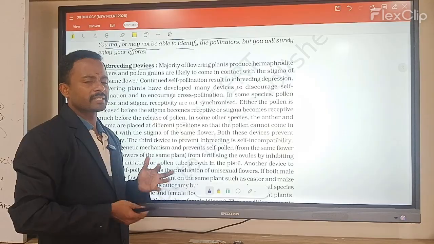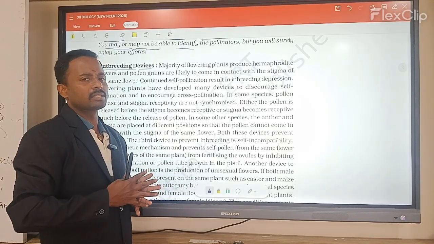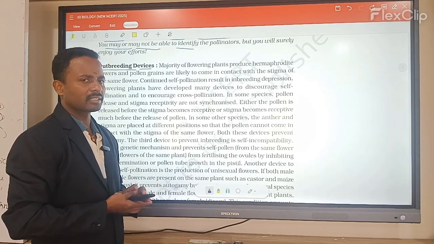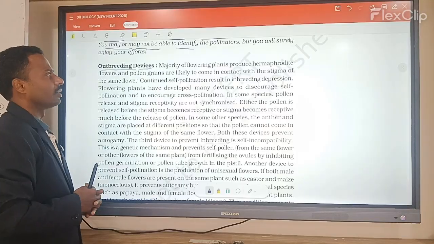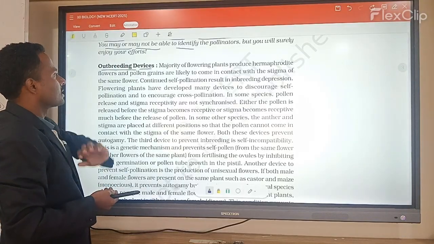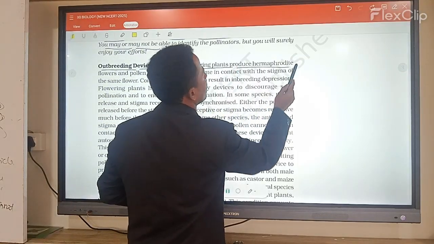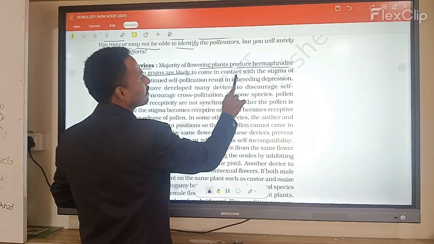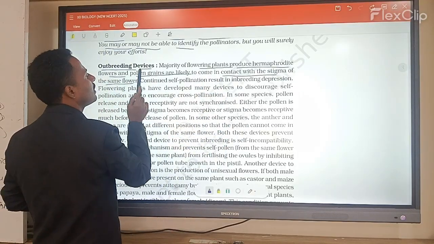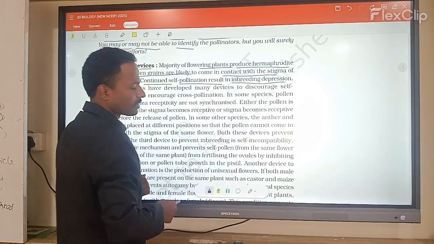The male and female sex organs get ready for fertilization, and all conditions are perfect, but pollination is not done, or fertilization is not done. Why? Let us discuss outbreeding devices. The majority of flowering plants produce hermaphrodite flowers, and the pollen grains are likely to come in contact with the stigma of the same flower and continue self-pollination, resulting in inbreeding depression.